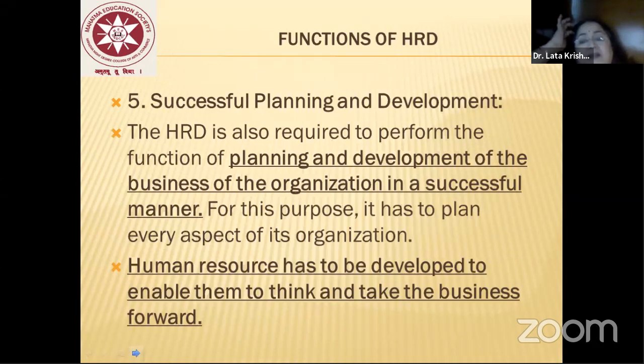Successful planning and development. So human resource development has to be done very stringently, very effectively, because only when this happens does it help the business organization to plan and develop successfully. So human resource has to be developed to enable them to think and take the business forward. There can be no growth in a business organization if the human beings are not developed. If you have to plan for the future and develop your business, then you have to develop the people working in the business.